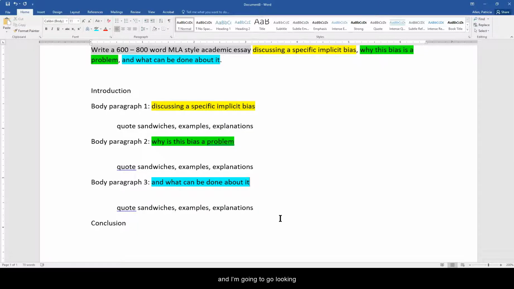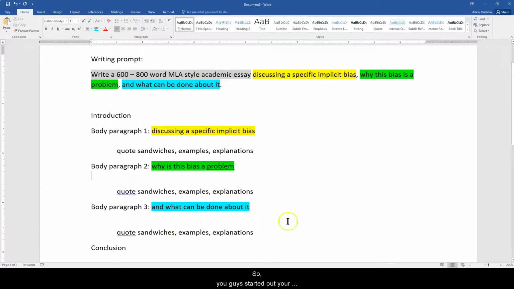And I'm going to go looking in the readings and the videos for quote sandwiches and examples and explanations that are going to help me discuss the specific implicit bias in my paper. And I'm going to look for quote sandwiches and examples and explanations that are going to explain why this bias is a problem. And I'm going to look for quote sandwiches and examples and explanations that talk about what can be done about it.